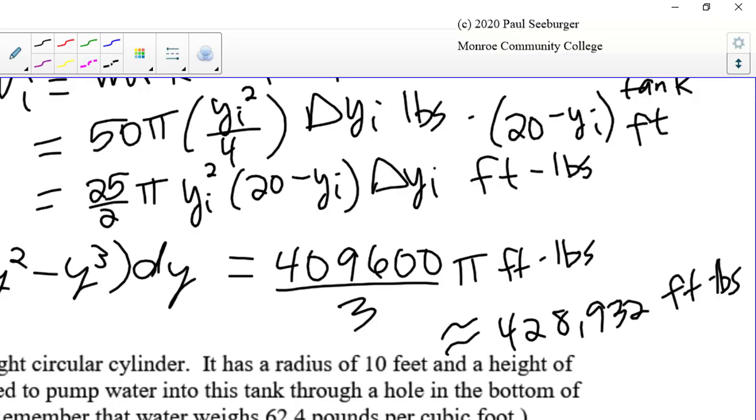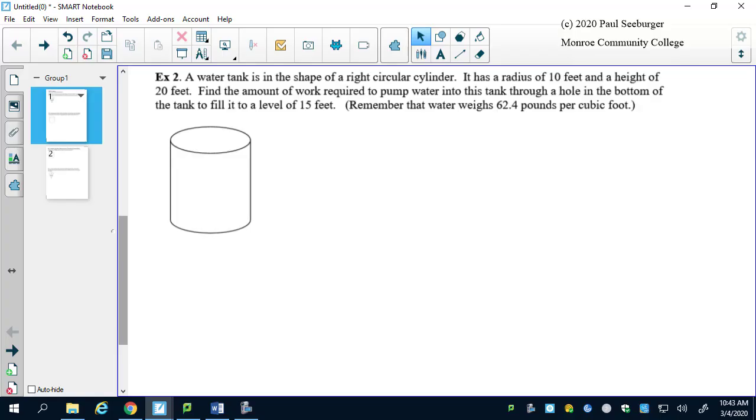All right, so far? So the water tank is in the shape of a cylinder, has a radius of 10 feet and a height of 20 feet. Our first step is going to be to add in axes. We're going to put the origin at the bottom of the tank, and the x-axis is going to come out through the sides this way. That's going to be our x-axis. The y-axis is going to come straight out the top through the middle there.